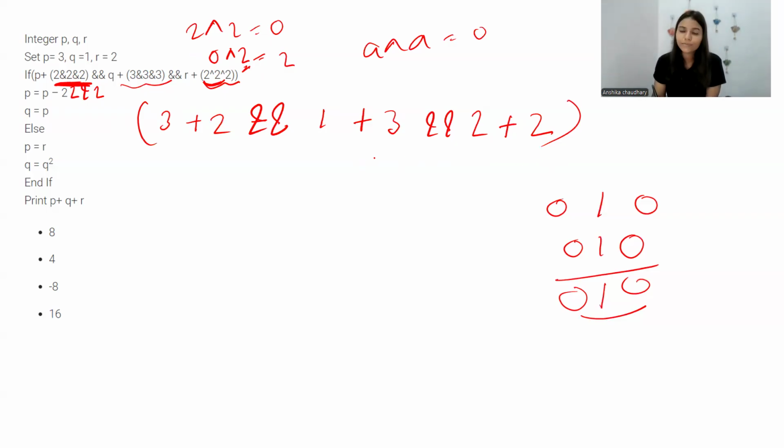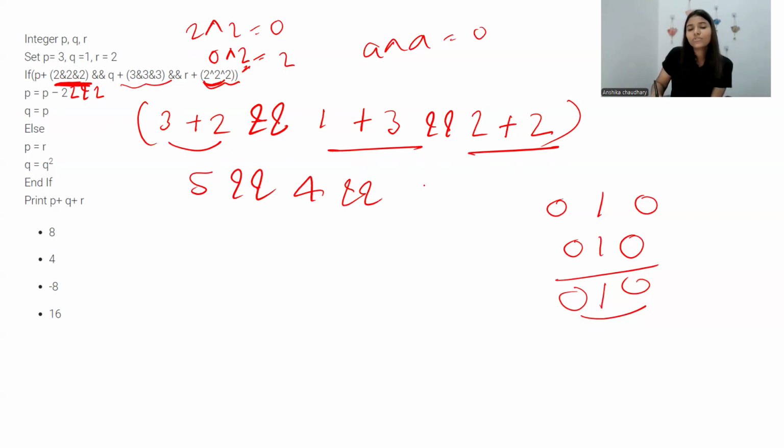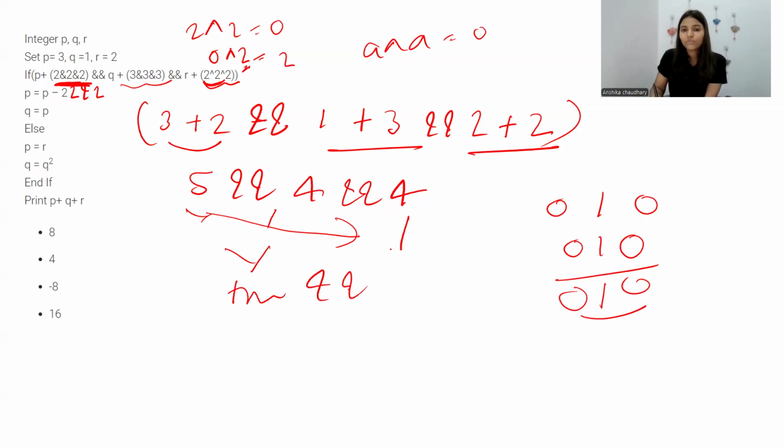Arithmetic operators have the highest precedence in comparison to logical operators. So these things will take place from left to right. So 3 plus 2 will become 5 and 1 plus 3 will become 4 and 2 plus 2 will become 4. Right. Now let's check from left to right. So 5 and 4 both are non-zero values, so it will give us a true value. And 4 is also a true value. So true and true will become whole true. Right. So the if condition is going to be true only.